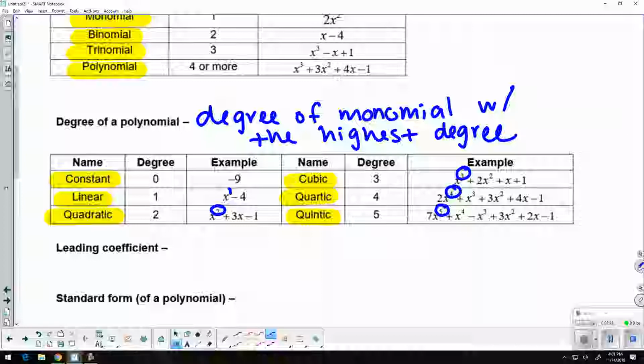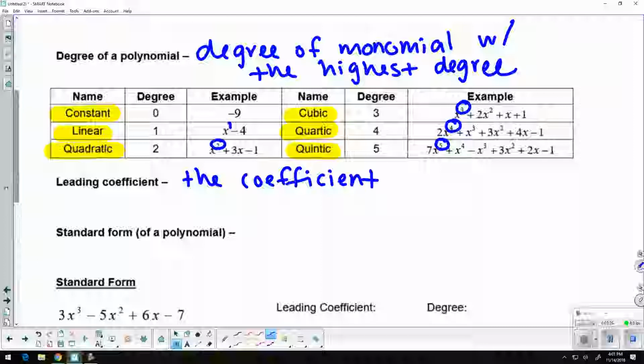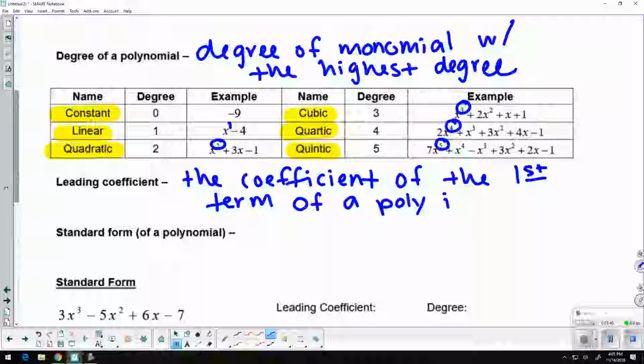All right, the leading coefficient, what this is, it's going to be the coefficient. Coefficient means it's that number in front of your variable. That's what a coefficient is, but it's the coefficient of the first term of a polynomial in standard form. So it has to be in standard form in order to properly identify your leading coefficient. So that's going to lead us into our next definition.